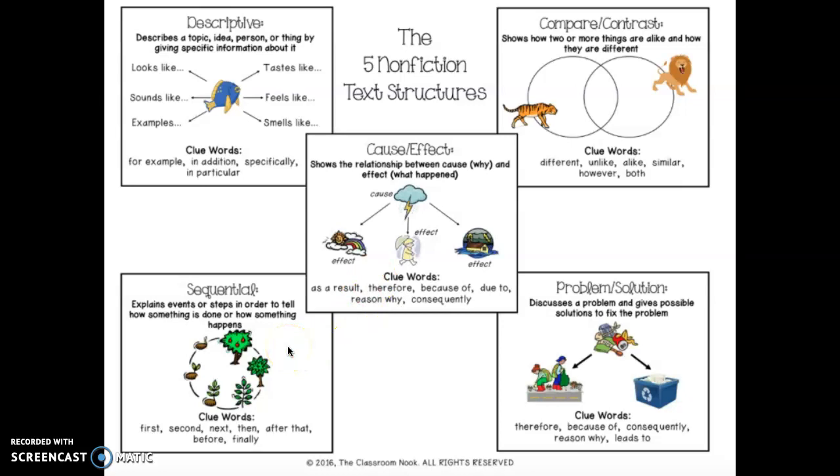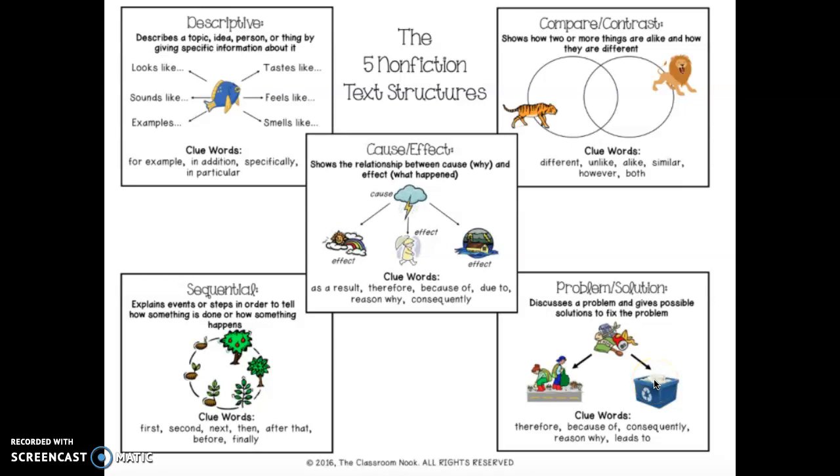Sequential explains events or steps in order to tell how something is done or how something happens. If I was to write a chapter about Lewis and Clark's expedition, I might write a sequential chapter to describe the actual journey itself and where each of their stops were, or where their forts are. Problem and solution discusses a problem and gives possible solutions to fix that problem. There's a lot of garbage on the ground. So, a solution is people picking it up, and another solution is recycling.